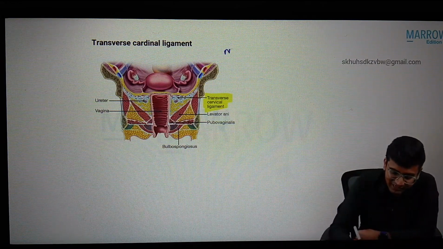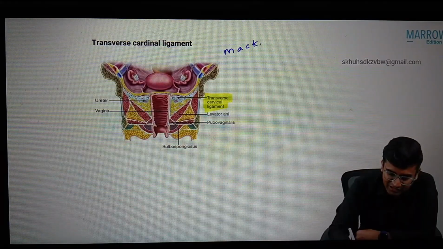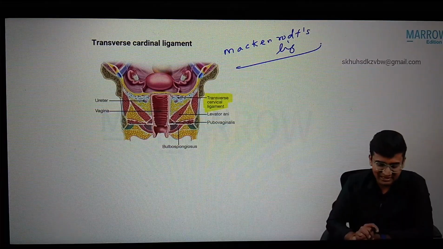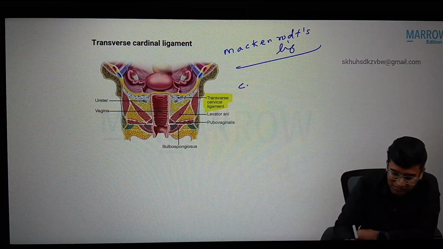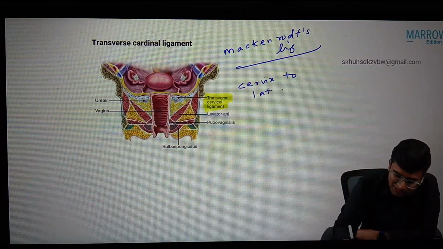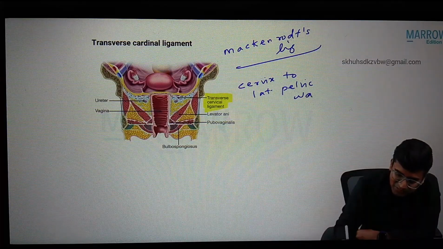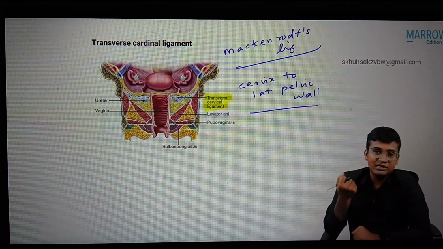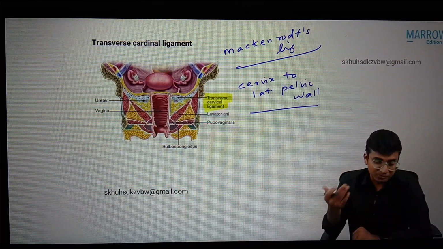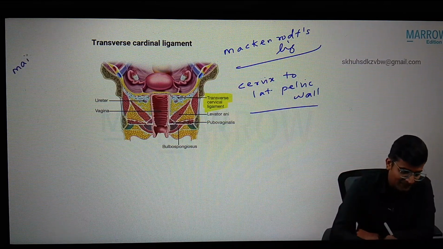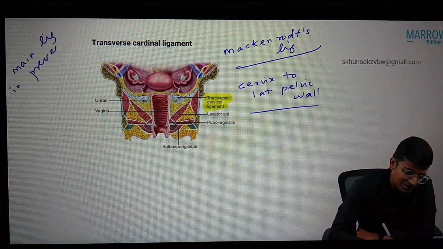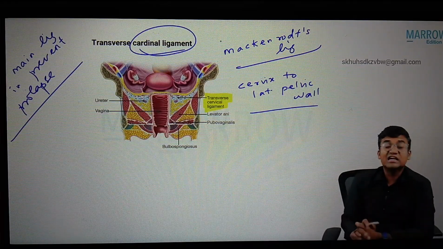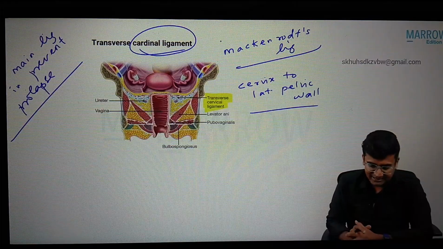The transverse cervical ligament is also known as Mackenrodt's ligament. It runs from the cervix to the lateral pelvic wall. It is the ligament which maintains the uterus and prevents the prolapse. It is the main ligament in preventing the prolapse. That is why this ligament is called the cardinal ligament, the main ligament.